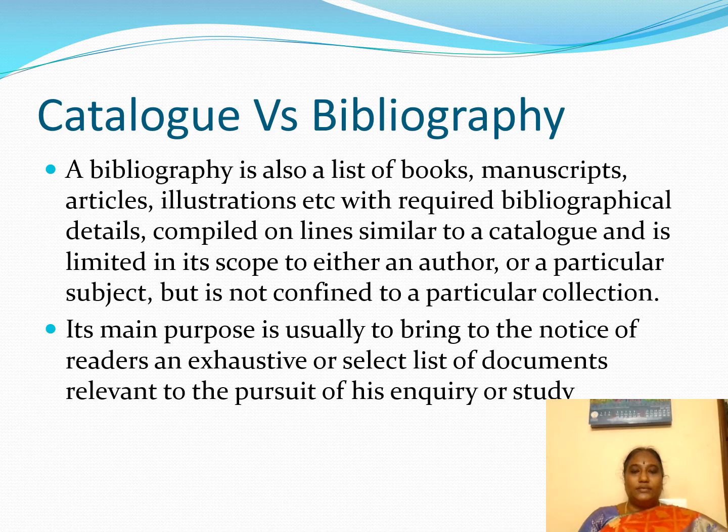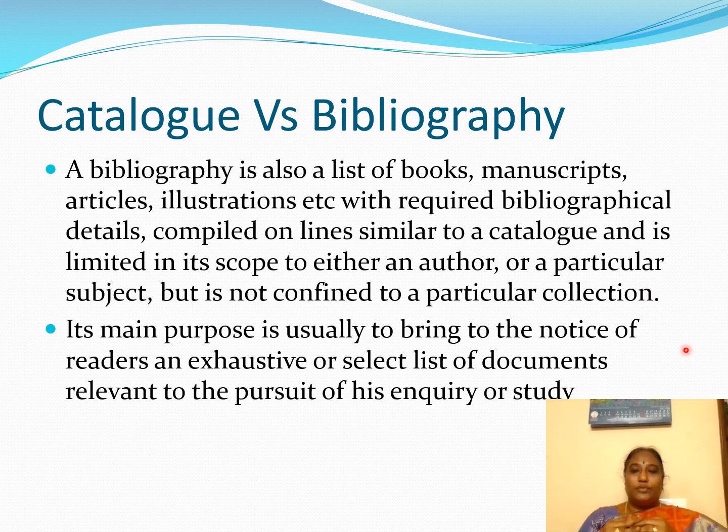So the next record is bibliography. The catalog versus bibliography. What is this bibliography? It is a list of books, manuscripts, articles, illustrations, etc. with the required bibliographical details. These are compiled on lines similar to a catalog and are limited in scope to either an author or a particular subject, but not confined to a particular collection.